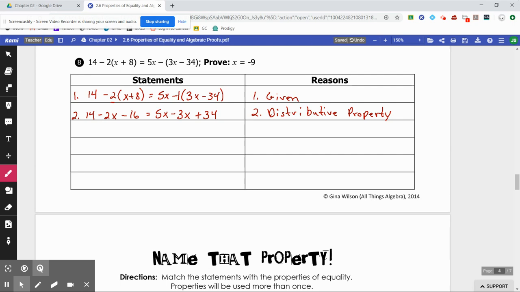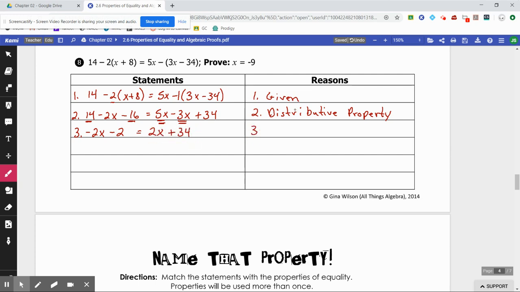Okay, step number 3. I noticed that I have some like terms on the left side. 14 and negative 16 are like terms. I also have some like terms on the right side, and that would be the 5x and the negative 3x. So this next step, I'm going to combine those. I'm going to leave my negative 2x on the left side, and I'm combining a positive 14 and a negative 16, that'd be a negative 2. On the right side, I'm combining my 5x and negative 3x, which is 2x. Everything else stays the same.